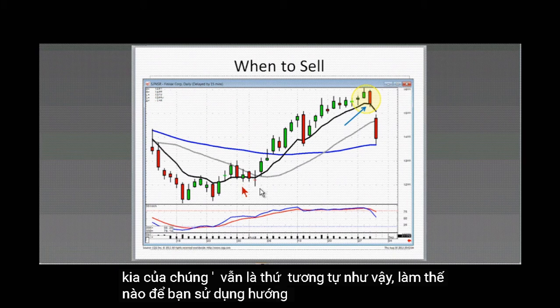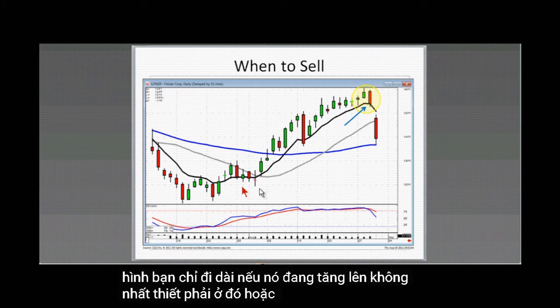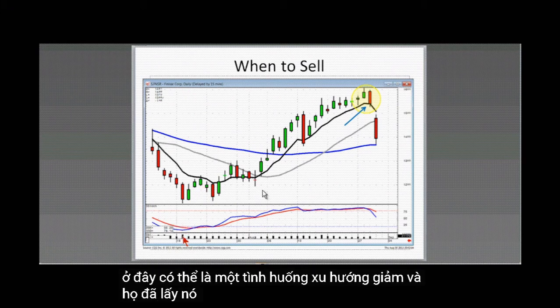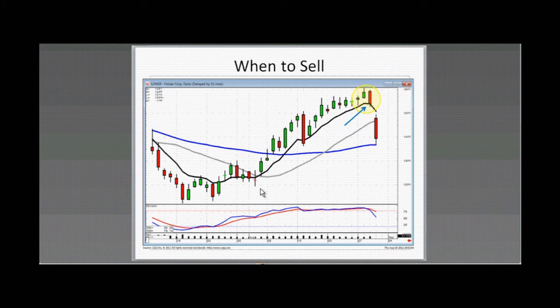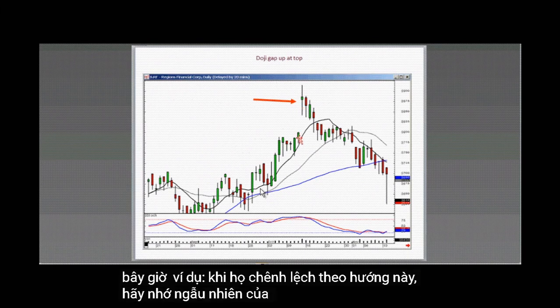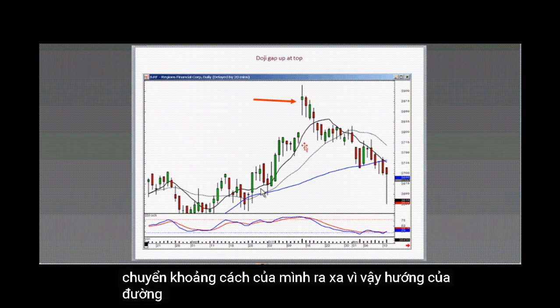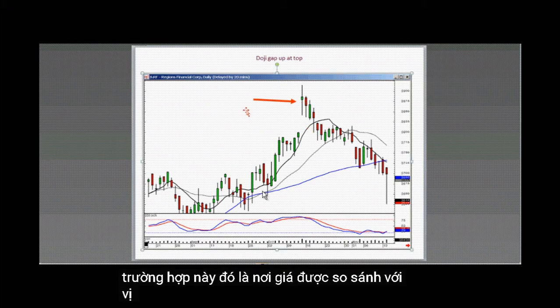How do you use the direction of the T line? Do you only go long if it is rising? Not necessarily there either. For example, here could be a downtrend situation and they've taken it way down. For example, when they gap this way up, remember, your stochastics are still in an upward direction and you moved a good distance away. So the direction of the T line doesn't matter in this case. It's where the price is compared to where the T line is.